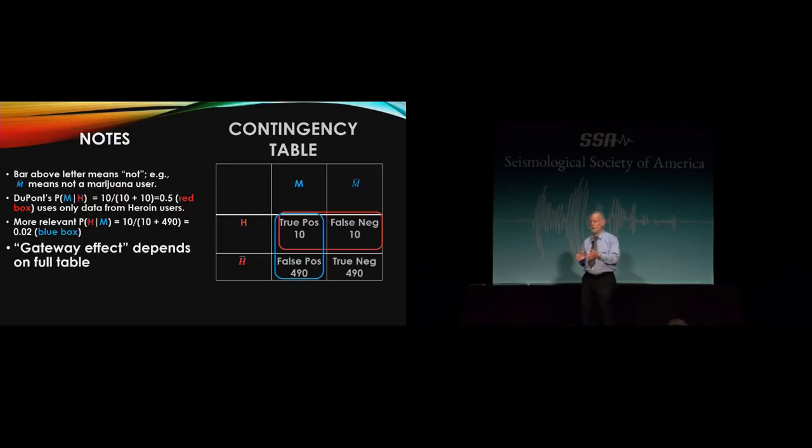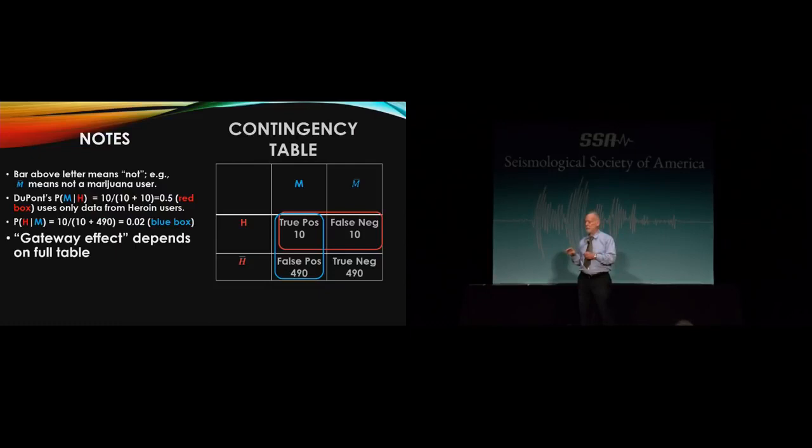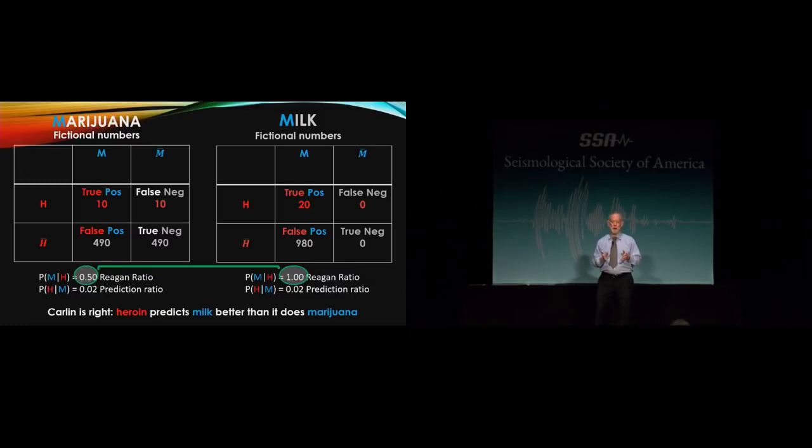Well, DuPont only used the red box. He didn't consider us bottom dwellers who haven't sampled heroin. So obviously it's not the right way to go about this kind of a problem. But getting the contingency table is the right way to go about it, because then you can see what the effects are. And we can put in George Carlin's experiment and put in numbers that are appropriate to milk instead of heroin, and you get this 100% relationship that Carlin wanted.